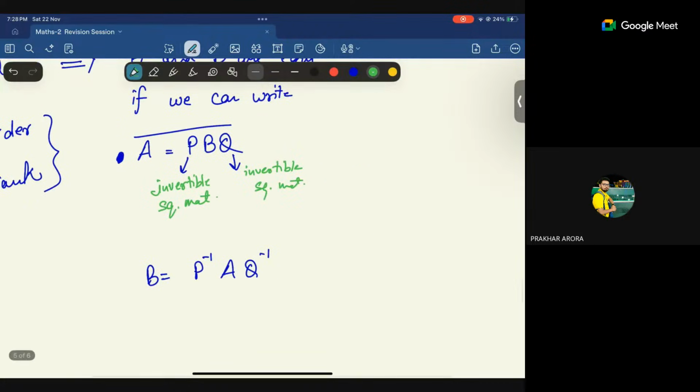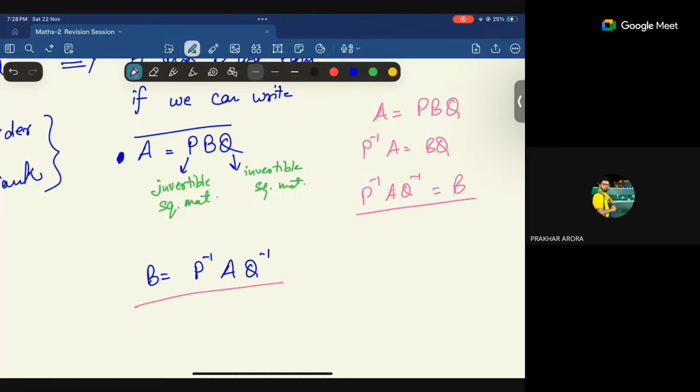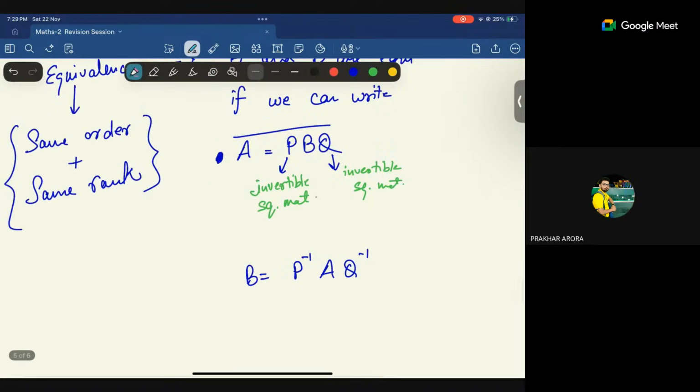Now how can I get from here to here? It is very simple. A equals P B Q. Pre-multiply with P inverse: P inverse A is P inverse P B Q. Why inverse? Because these are invertible matrices, so the inverse exists. P inverse P is the identity matrix, so it equals B Q. Now post-multiply with Q inverse, and you get Q inverse Q, which gets removed. What is left is just B. Easy.